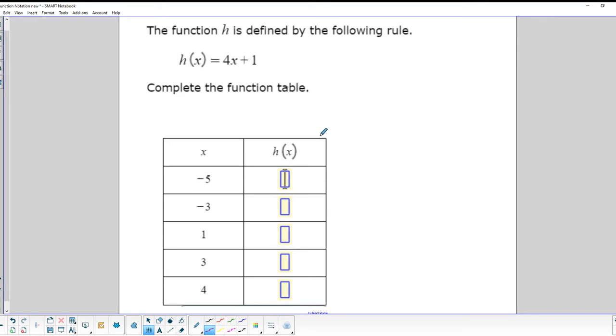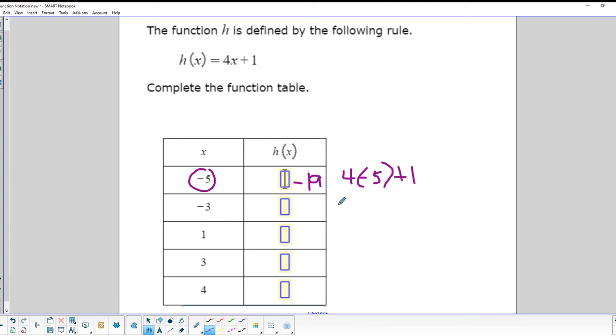Okay, so you could be given a problem like this on ALEKS for an assignment, and what you'll do is you'll end up plugging these numbers in for the x value in this function up here. So on the first one, you would have 4 times -5 plus 1. And 4 times -5 is -20. -20 plus 1 is -19.